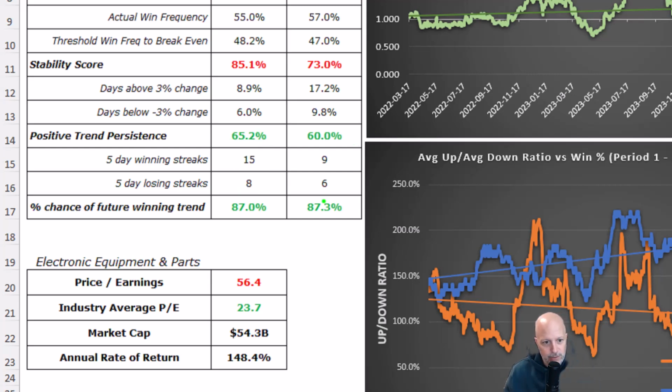Looking at period 2, we have a similar number. We have 9 5-day winning streaks, 6 5-day losing streaks, which means 60% of their streaks, 5 days or more, are of the winning kind.